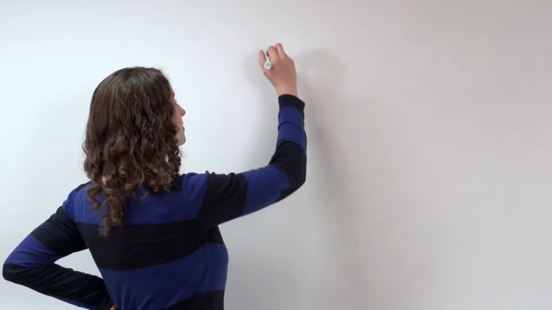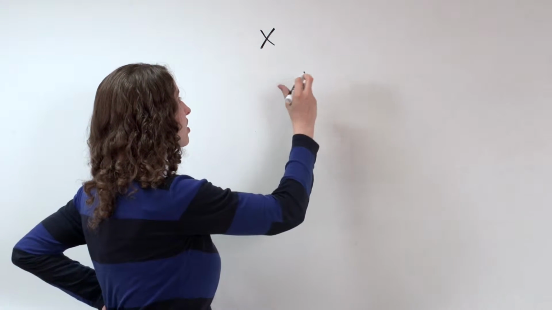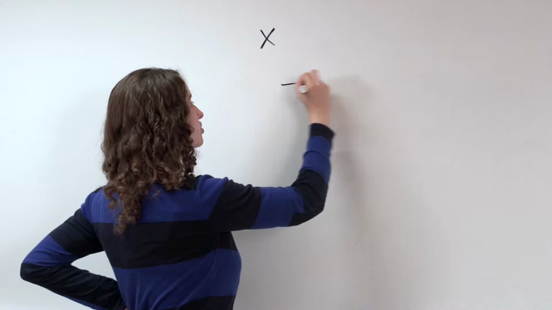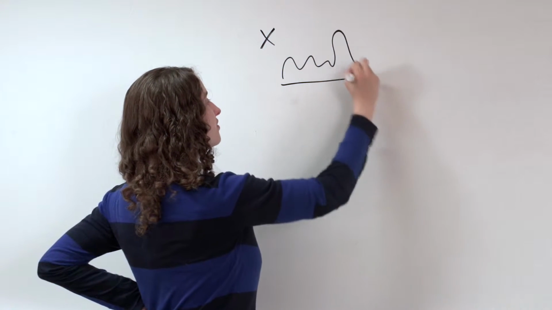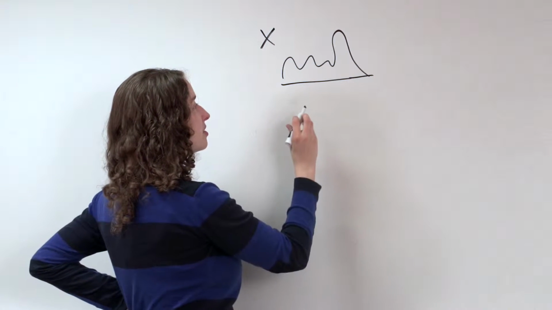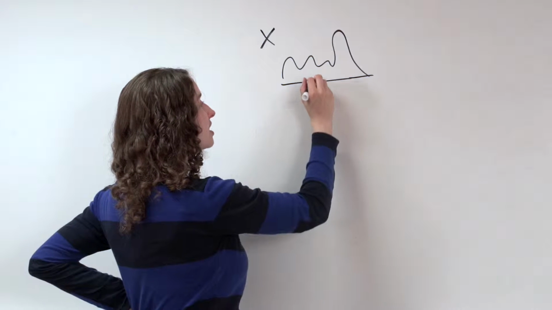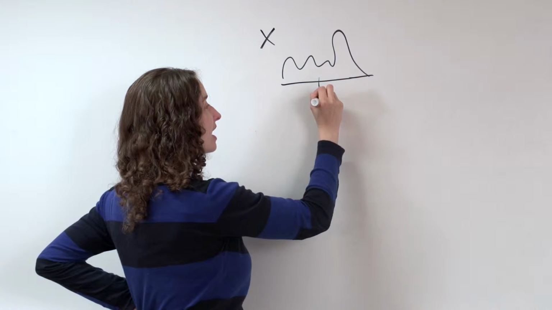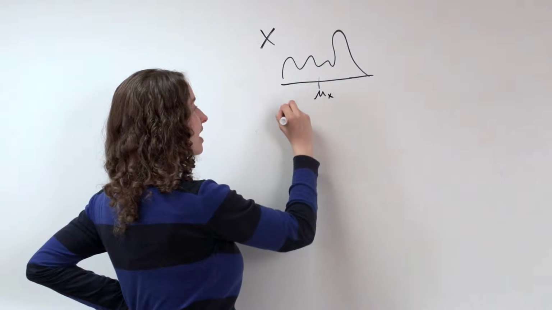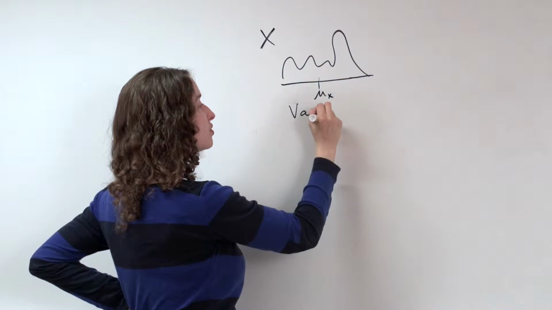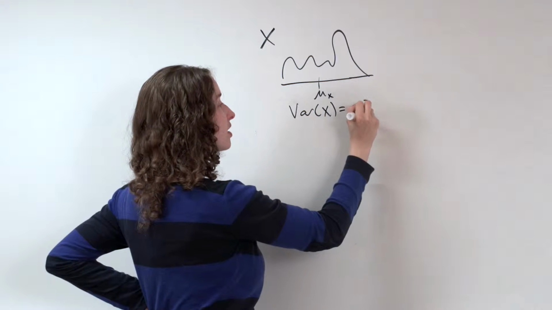Suppose I have some distribution of values that I'm going to call x. This is going to be the population distribution of x, and it doesn't have to be normal. It has some particular shape, but it is centered at a mean that I'm going to call mu x, and the variance of x is some known quantity that I'm going to call sigma squared x.